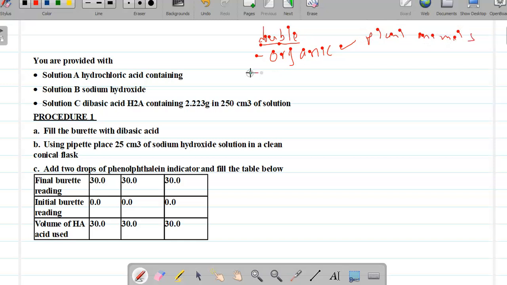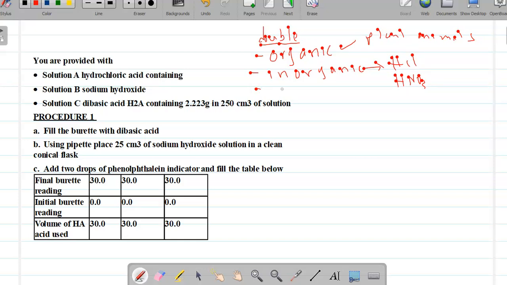We also have another acid called inorganic acid. These are acids that are manufactured by human beings. Examples are hydrochloric acid, nitric acid, phosphoric acid, and many others. These are manufactured in industries, so we call them mineral acids.